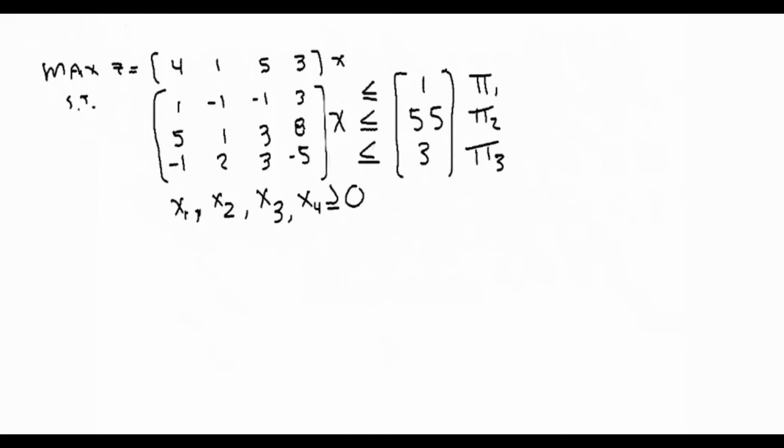So now let's do step 3 of our 6-step process. And this is creating the dual objective function. Since the primal is a maximization, the dual will be a minimization. It's easy to write down. Instead of z, we'll have v.